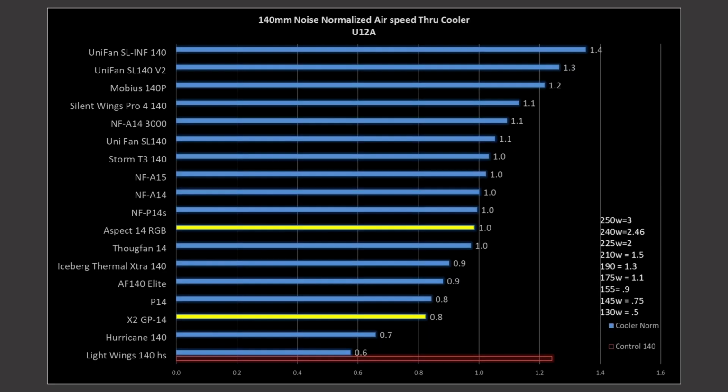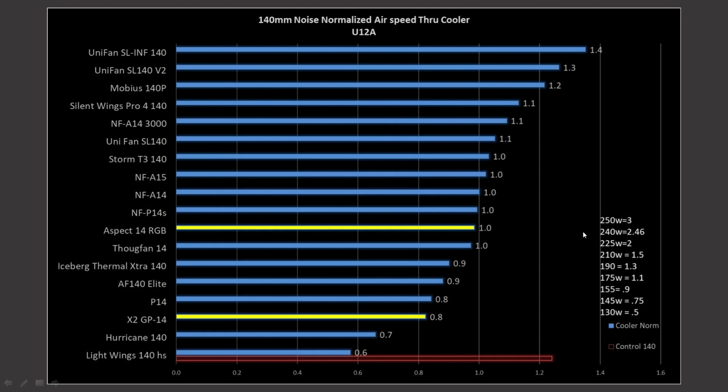Now, how do these fans compare against the other 140mm class fans? Well, a little note here. I did do a series of tests on my CPU air cooler, the Noctua U12A, for what airspeed traveling through it is associated with what wattage. And this is true for my CPU, the i7-11700K, and for the cooler, the U12A. So if you don't have either of those, you can't directly compare this data. But what you can do is use it as a relative standing point.